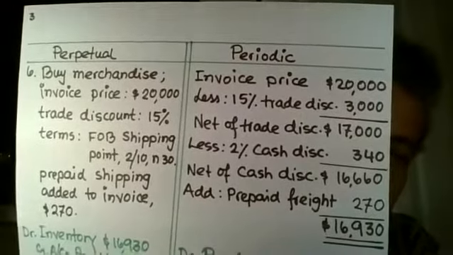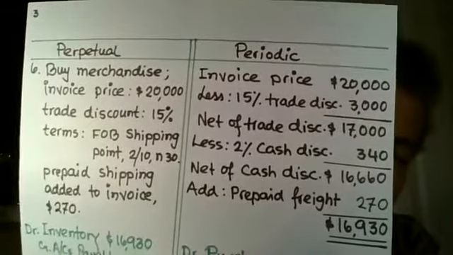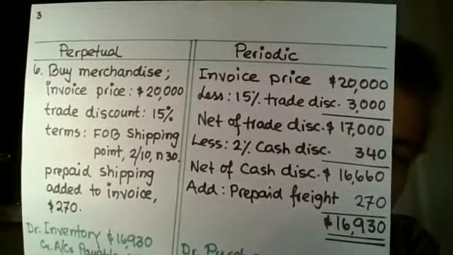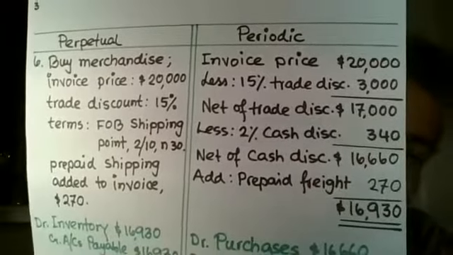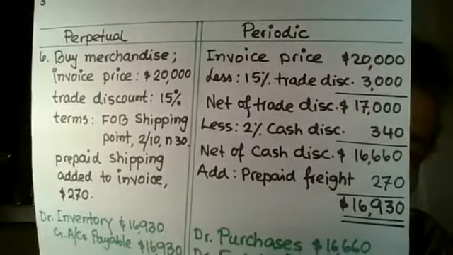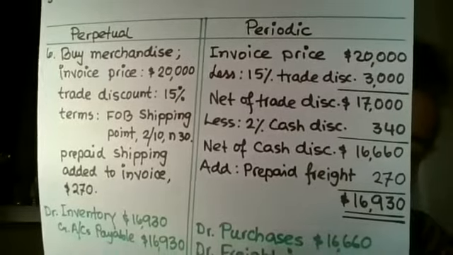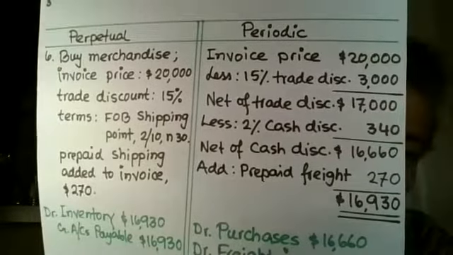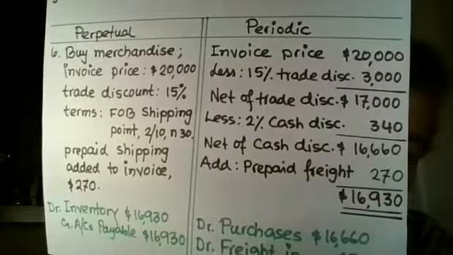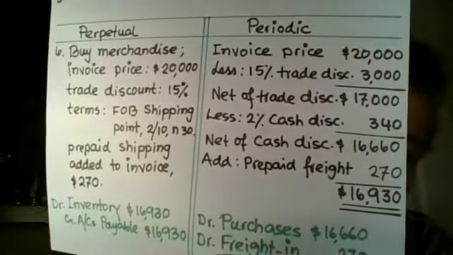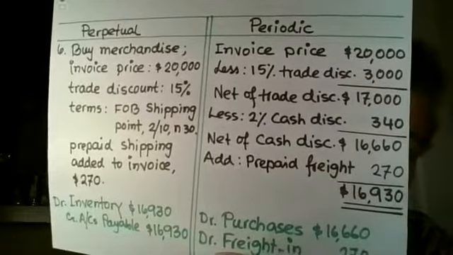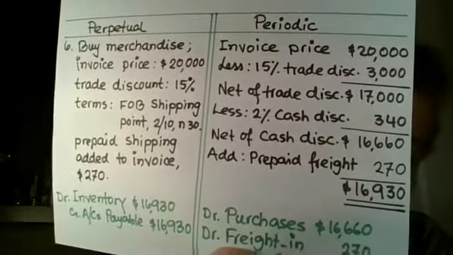We are using the net method here. We are assuming that the buyer is going to take advantage of the discount window, so they will take the discount. So take the 2% off. 2% of $17,000 is $340. Once you take it off, net of cash discount is left at $16,660. Then you add the prepaid freight of $270.